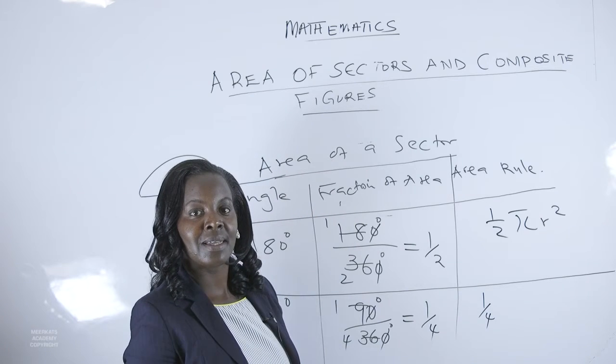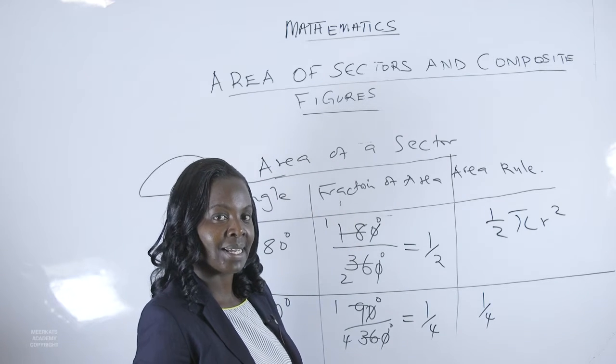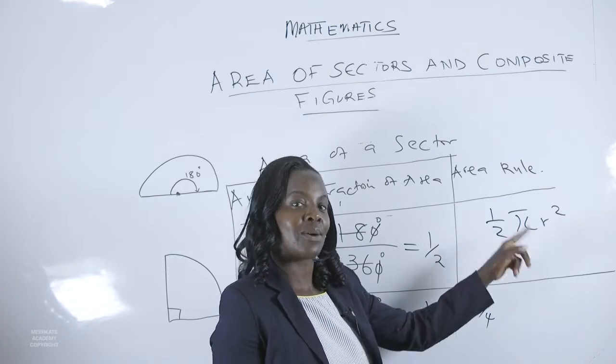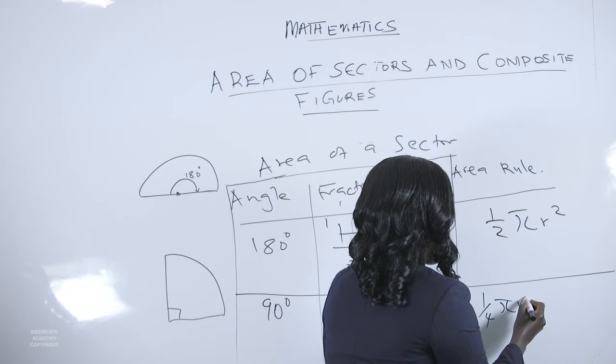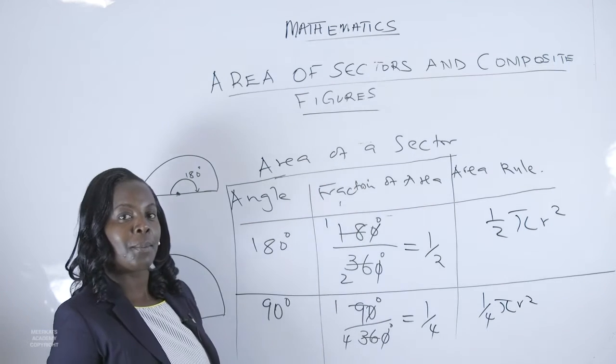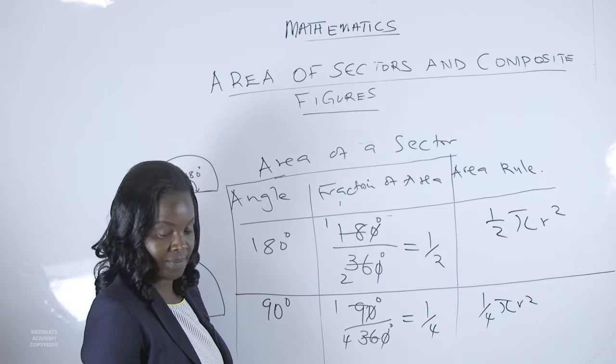What will be the area or the rule of calculating the area? Then it is a quarter of the circle, which is a quarter pi r squared.